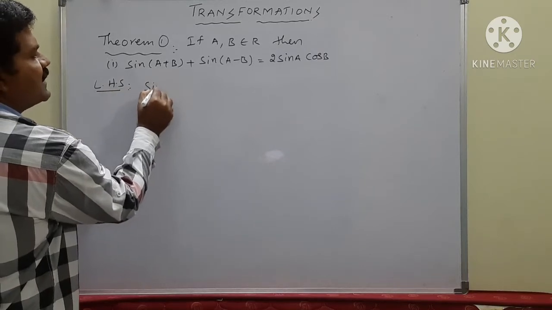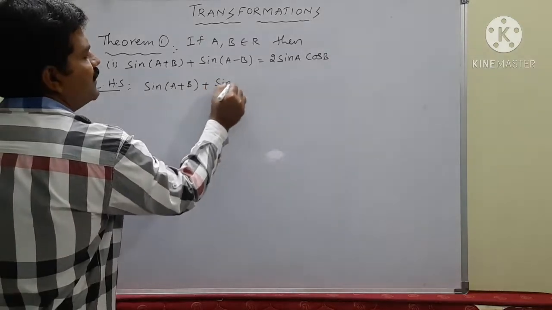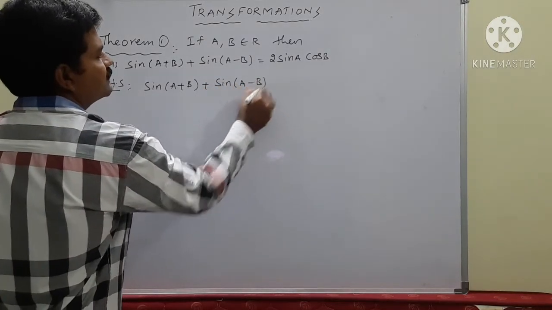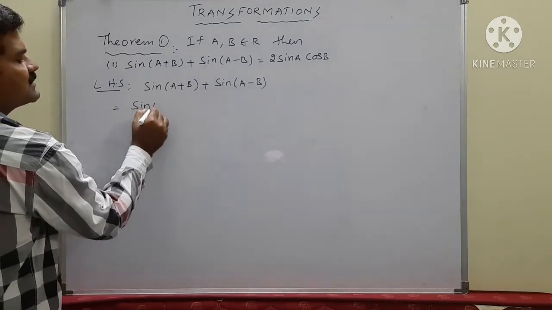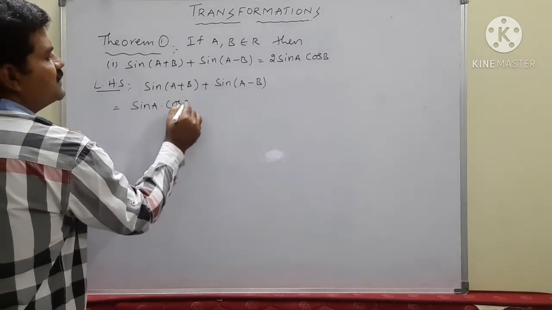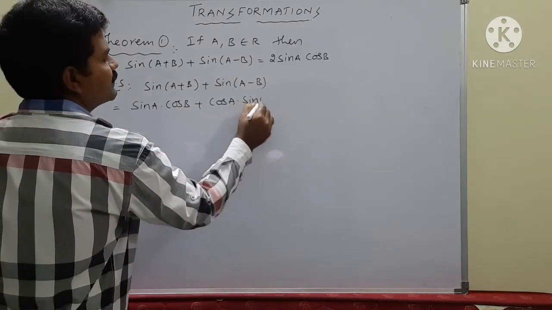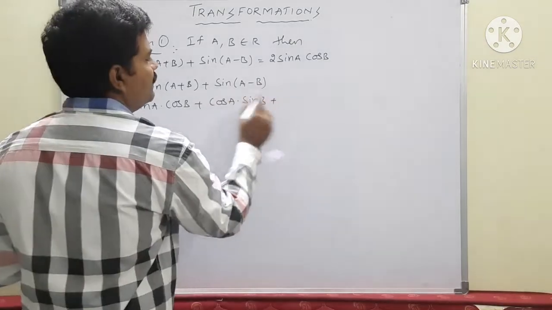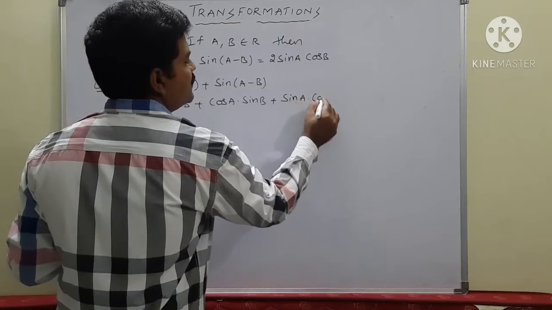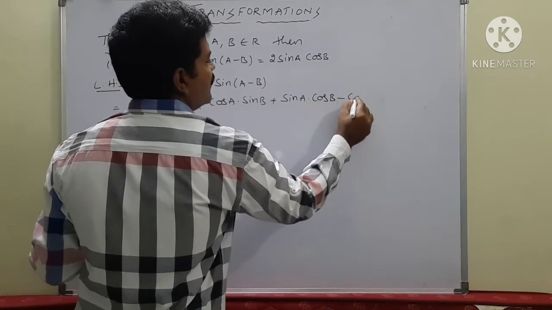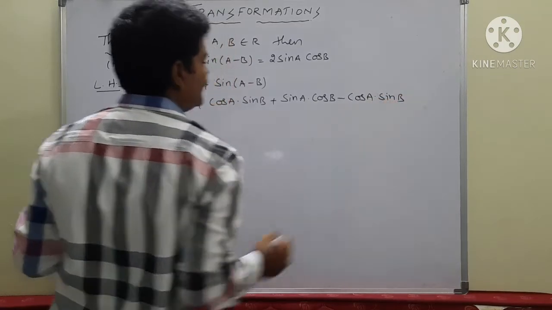So coming to the proof, first consider the LHS, that is sine of a plus b plus sine of a minus b. Just expand the formula for sine of a plus b: sin a into cos b plus cos a into sin b. Now you can expand the sine of a minus b formula: sin a into cos b minus cos a into sin b.